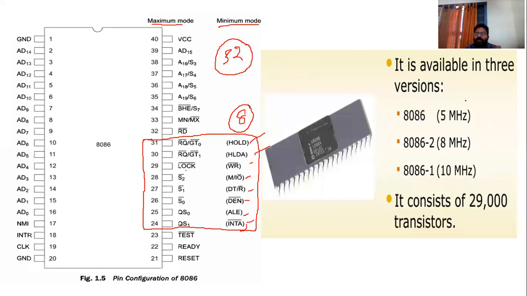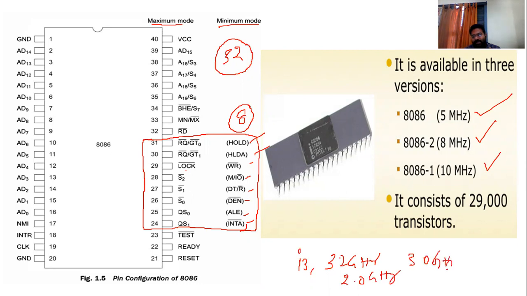You know that this 8086 microprocessor is available in 3 different clock speeds. Whenever you want to buy a microprocessor nowadays, an i3 processor, it is 3.2 gigahertz or 2.0 gigahertz or 3.0 gigahertz. You know what this gigahertz is: it indicates the clock speed. If the clock speed increases, the speed of the microprocessor also increases. This is one of the factors.